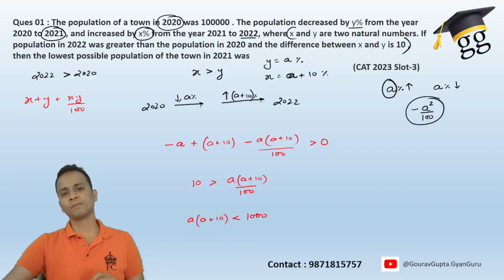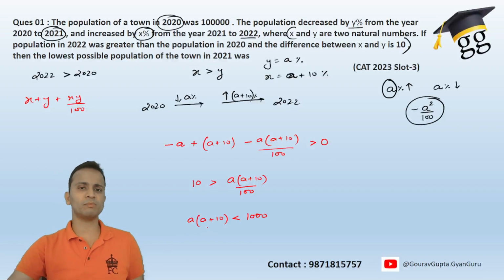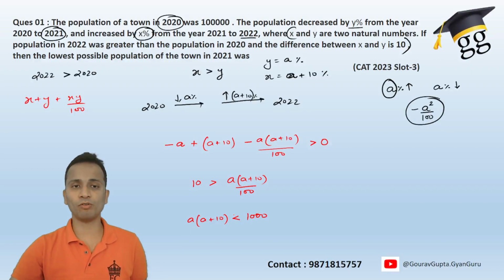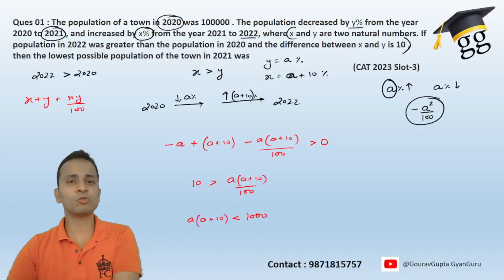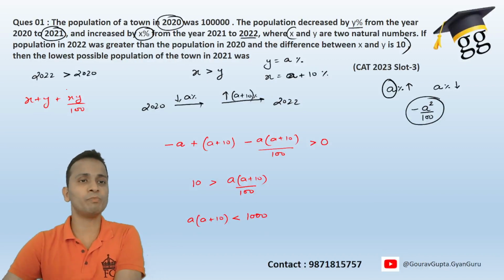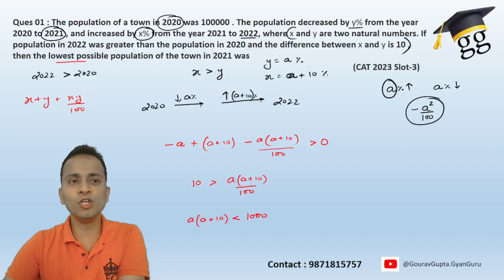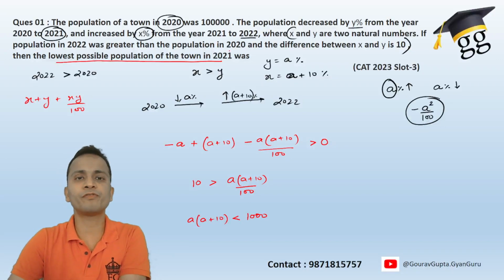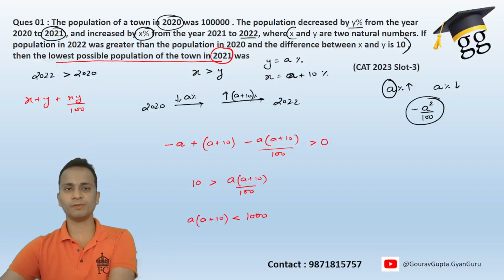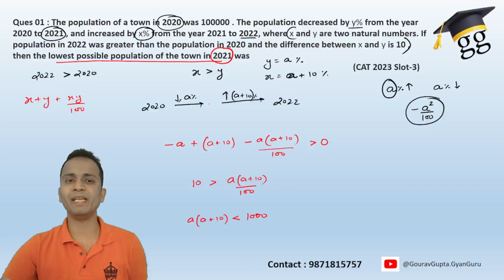Now there are two numbers, A and A plus 10, both are natural numbers and their product is less than 1000. We'll have to find out the maximum value of A. Now, why do we have to find out the maximum value of A? This is also important. We have to find out the lowest possible population of the town in 2021. Now, we have to minimize the population of 2021.